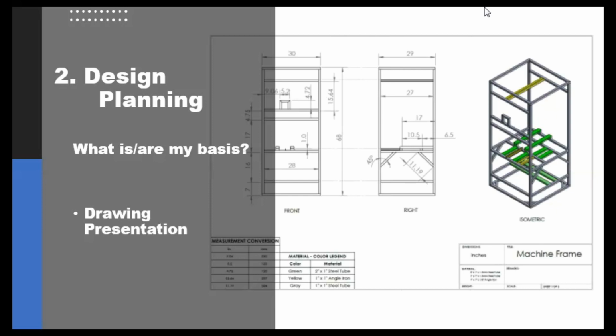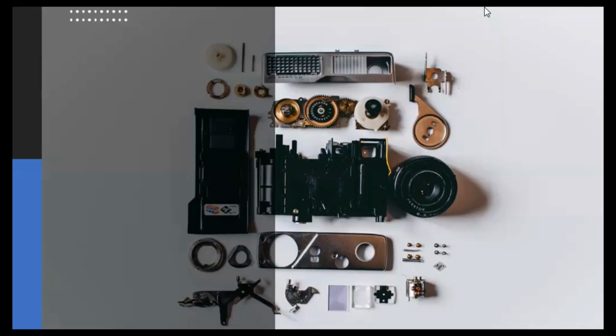So the next is the software aided modeling. When you do design planning, you can use software aided planning like SolidWorks, AutoCAD, and all those kinds of software that give you the visualization.